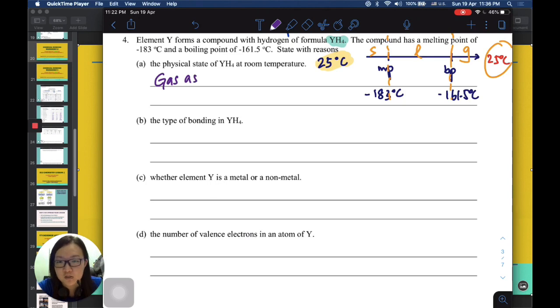The physical state is a gas, as the boiling point of the compound is lower than room temperature.